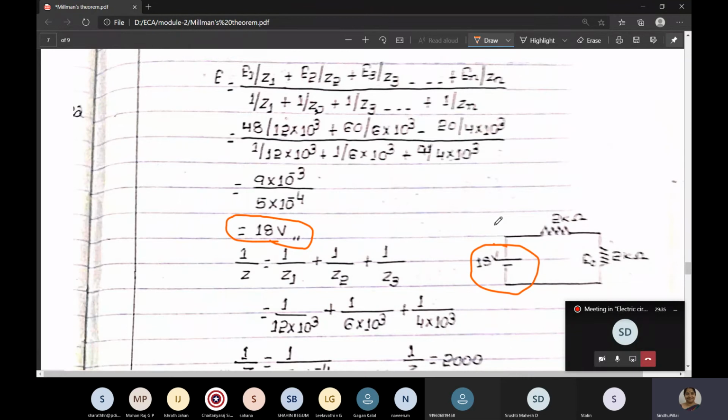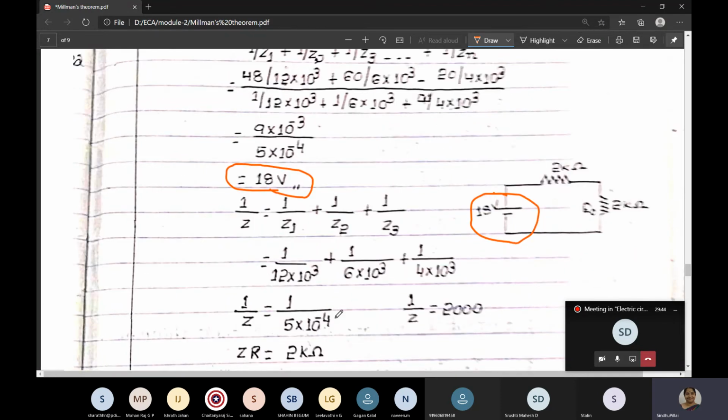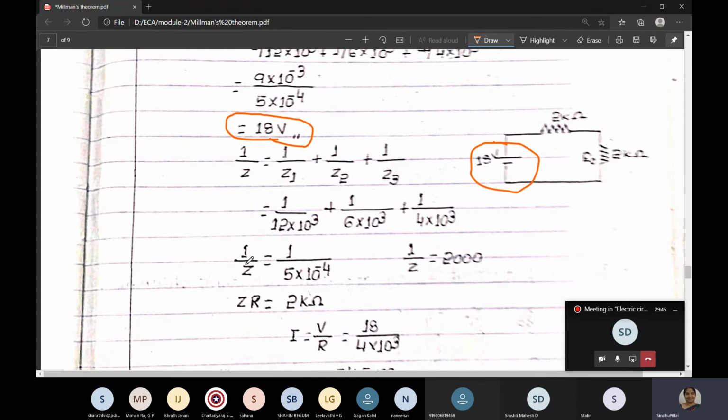It is replaced. Fine. Next we have to find out the series resistance for this. That is 1 by Z is equal to 1 by Z1 plus 1 by Z2 plus 1 by Z3. Just find it out, you will get 1 by Z first, then you have to take the reciprocal of it. So you will get Z is equal to 2 kilo ohm. That you have to write here. So it is converted to a single voltage source of 18 volts with a series resistor of 2 kilo ohm, and this is nothing but the load. They have given this.